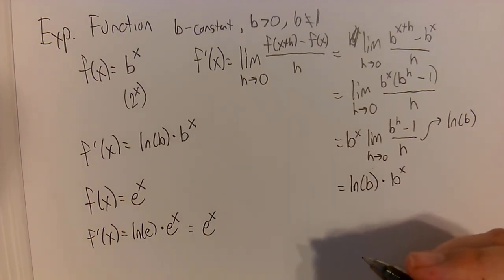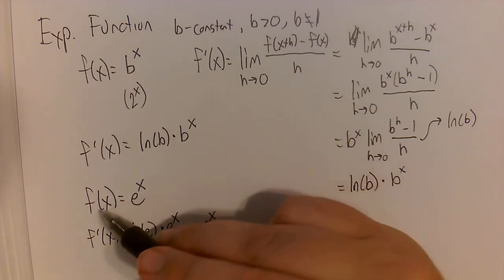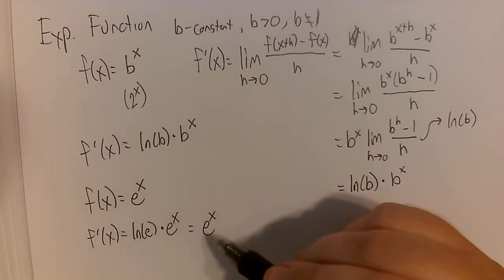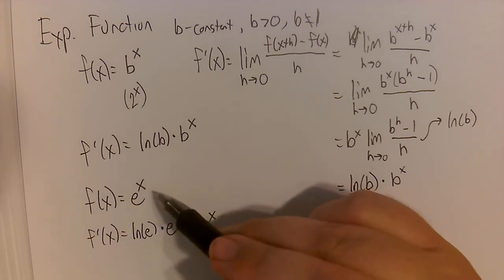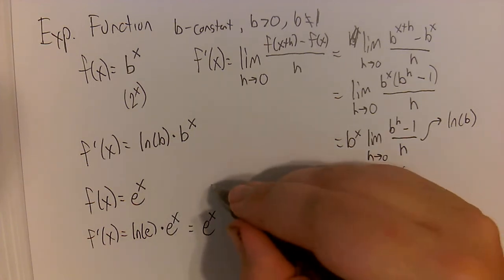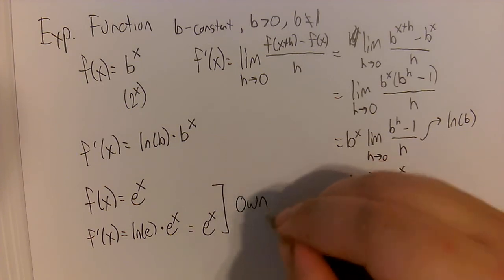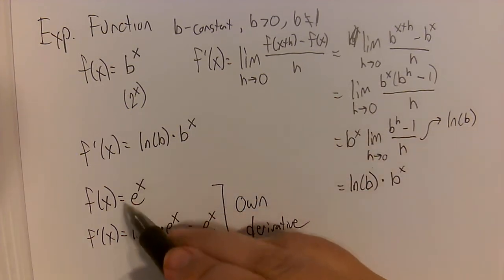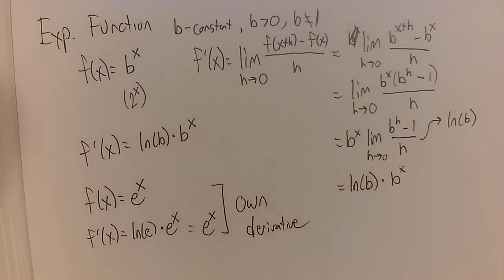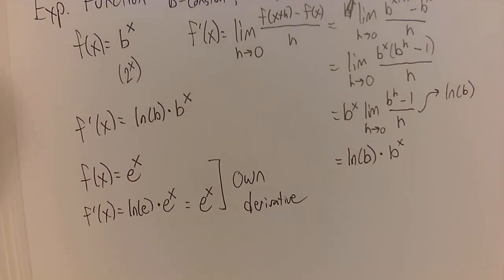So that's pretty remarkable. It turns out that f of x is e to the x, and f prime of x is e to the x as well. So this is one of the few types of functions that's its own derivative. So effectively, if you take the derivative of this, it's not going to change at all, which is pretty remarkable.